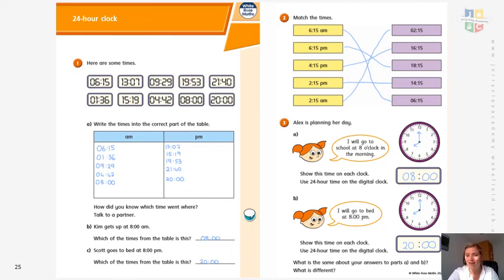Then it says, what is the same between your answers with part A and part B, and what is different? You would say that on the analog clock it shows the exact same time as the minute hand and the hours move around the clock. However, on the digital clock, to show the difference in 24 hours, one hour number is 12 bigger than the other.